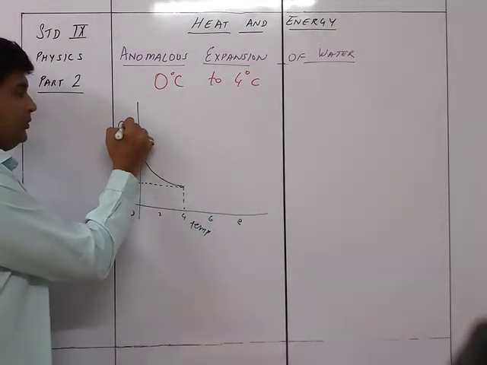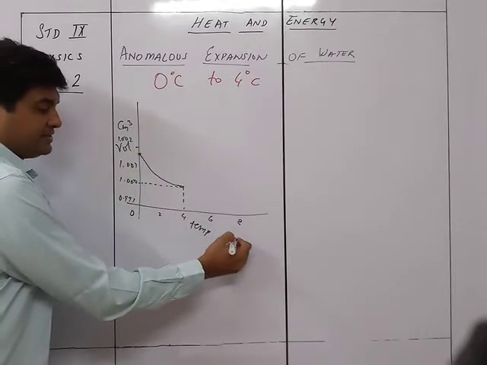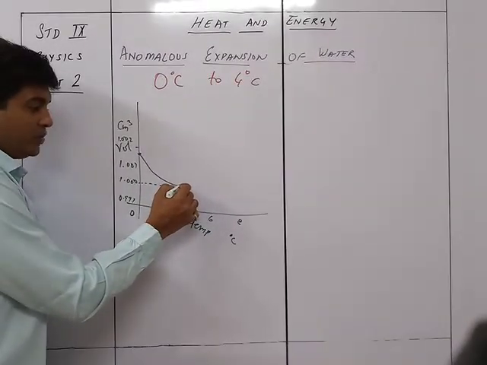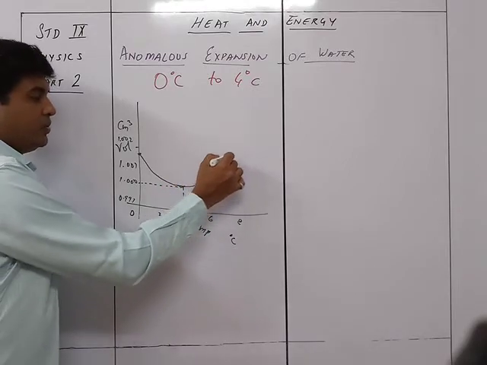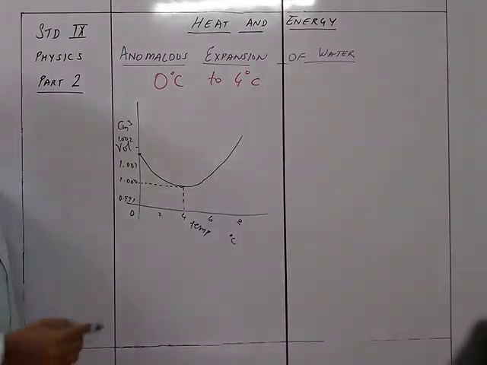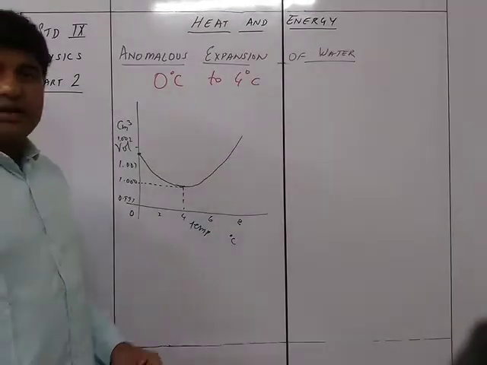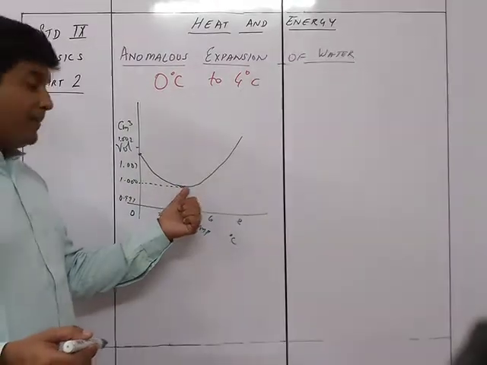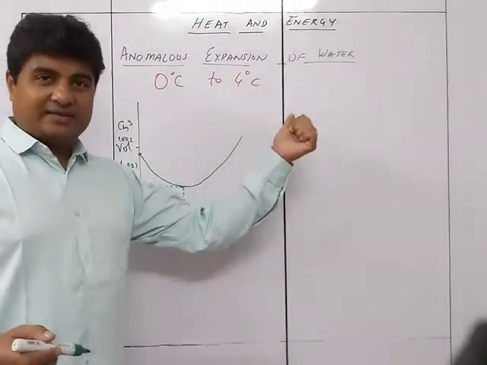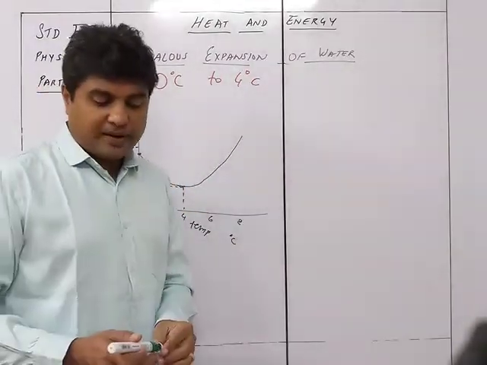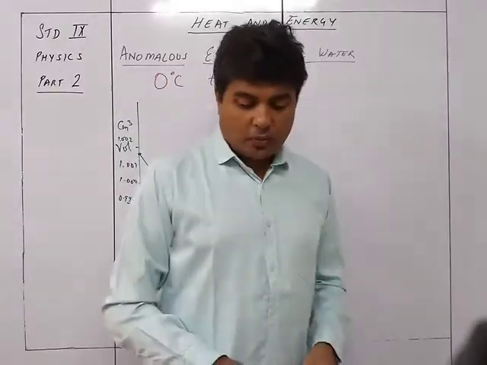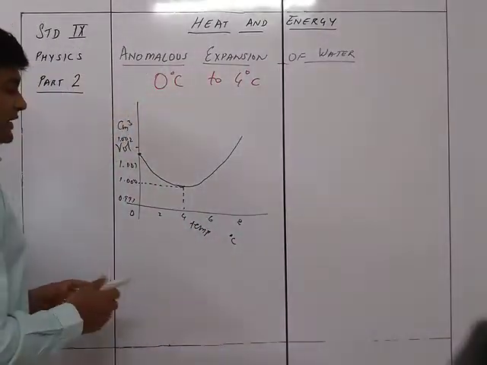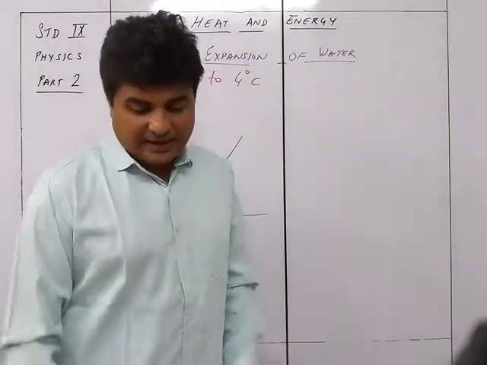This is in centimeter cube, and this is degree Celsius. And then when you keep on heating again, you will find that it keeps on increasing and then it rises up. So you can see that this curve is such that from 0 to 4 the volume decreases, but after 4 the volume again increases. So this is the anomalous expansion, or the variation of the volume of the water in the range of 0 to 4.